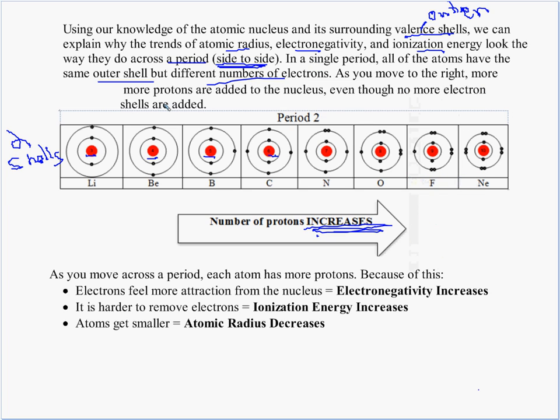So more protons, well that's what we just said anyway, are added to the nucleus, because remember protons are in the nucleus, that's why the nucleus is positive, even though no more electron shells are added. So I have more protons, still 2 shells though. Okay, so as we move across, they have more protons, so because of this, the electrons feel more attraction, right? Because lithium has 3 protons pulling on the electrons, neon has 10, so that means there's more electronegativity, because that's the attraction. It's harder to remove electrons. That makes sense, because if they're holding on more, it's going to be harder to take away. And then if they're holding on tighter, they're going to get closer. So the atoms actually get smaller.